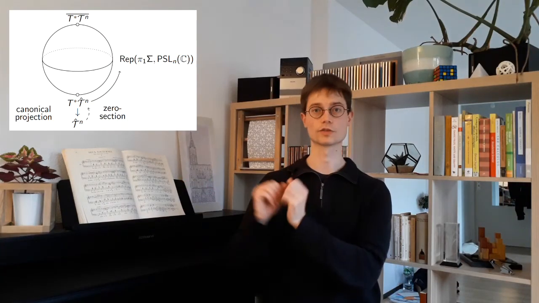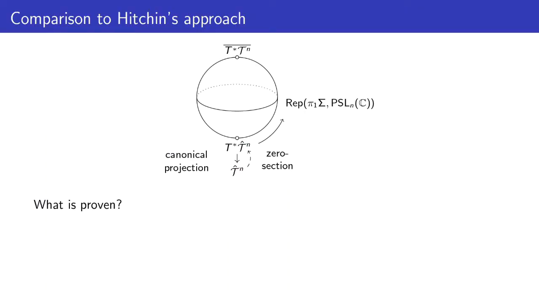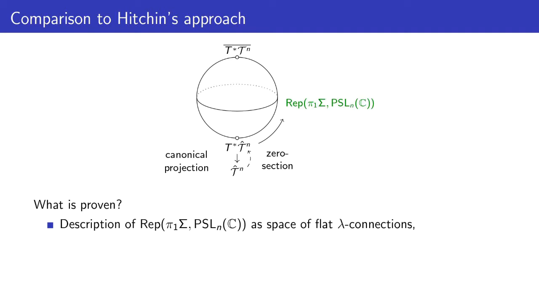So the picture I just described is conjectural. What do we know for the moment? We have a description of the character variety for the complex group as a space of lambda connections of a specific kind, such that when lambda goes to 0, we recover the total cotangent bundle of our moduli space. The main missing part is to prove the analog of the non-abelian Hodge correspondence, so this canonical way to go from any point to any other point in this picture.